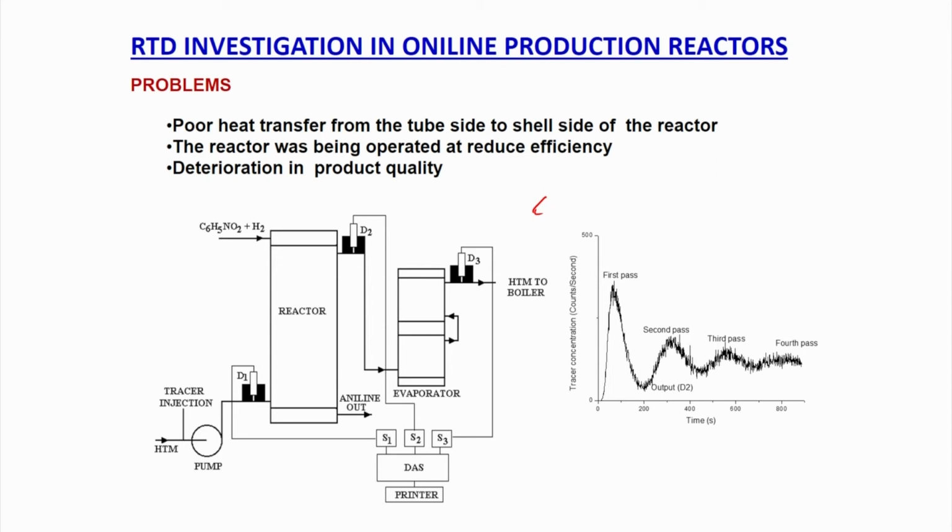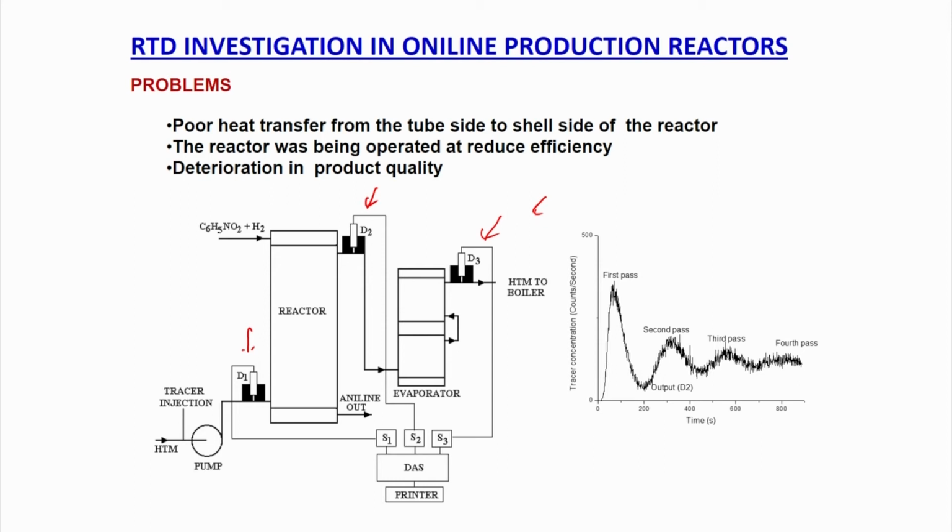So, what we did? We put a detector and we inject a tracer before the pump. So, the tracer will mix in the pump completely and it will get injected. So, we put a detector at the inlet of the reactor, we put a detector at the outlet of the reactor, and then we put another detector at the outlet of the evaporator which is being used. Now, we inject a small tracer.